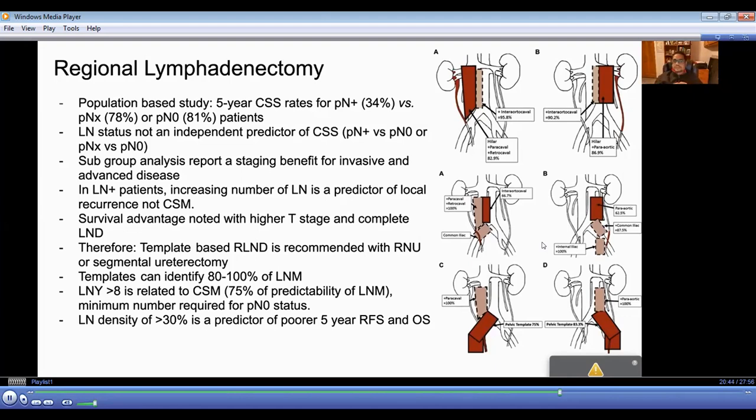And like I said, up to 100% of lymph node metastases can be picked up if you follow those lymphatic packet dissection templates. If you have greater than 8 lymph nodes, it is related to cancer-specific mortality, and it has about a 75% predictability of lymph node metastases. That is the minimum number of lymph nodes required to declare a pN0 status. Lymph node density is another predictor, and if it is greater than 30%, it predicts poor overall survival.